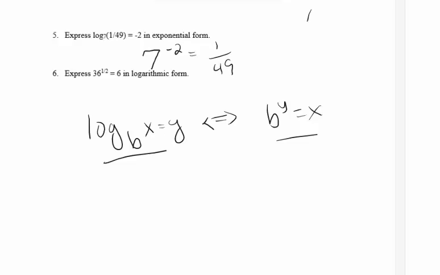7 to the negative 2 is 1 over 7 squared, which is 1 over 49. So that's the answer there. We're converting it to the exponential form. 7 to the negative 2 equals 1 over 49 is the exponential form of this logarithm.